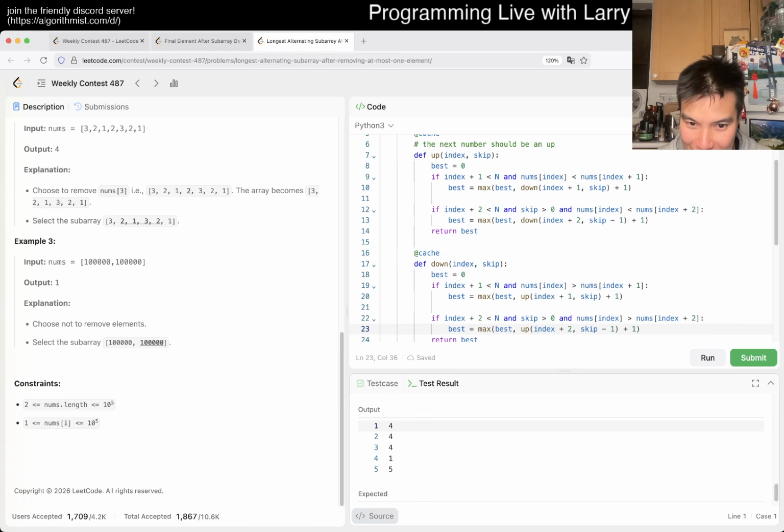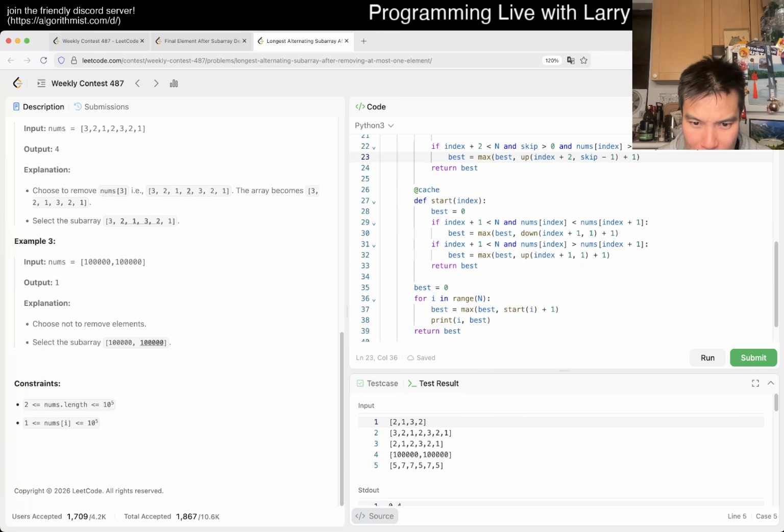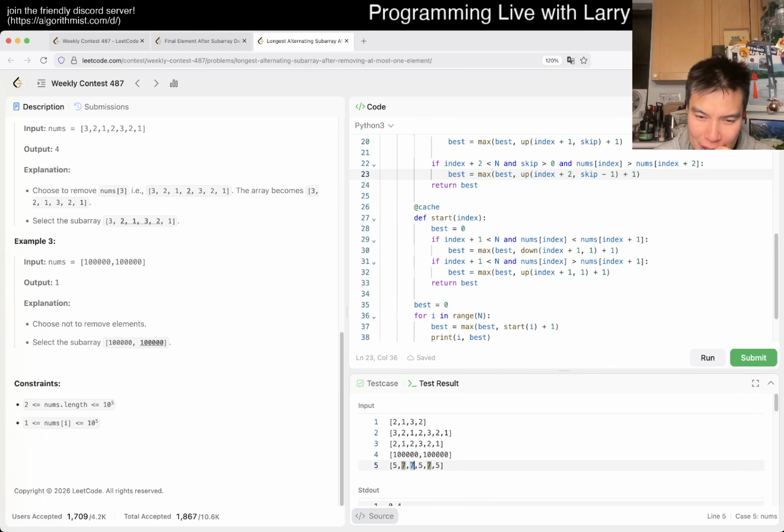But it's good because actually I totally messed this one up. Right. How did I get 5 here? I thought I should get 4. Oh, because it skips the second 7, but not this one. I still gotta put it in.